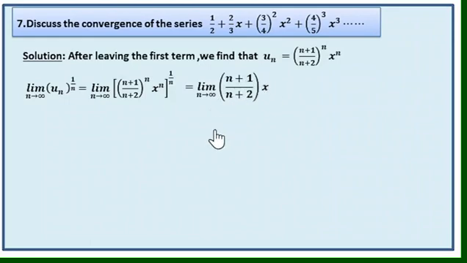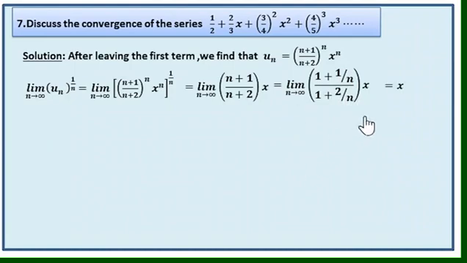Now here from the numerator and denominator we can take n outside the bracket, and cancelling n we get 1 plus 1 by n, 1 plus 2 by n, and now apply the limit. 1 by infinity is 0, 2 by infinity is 0, so we get 1 and 1 into x. So the limit is x. Limit of un power 1 by n as n tends to infinity is equal to x.